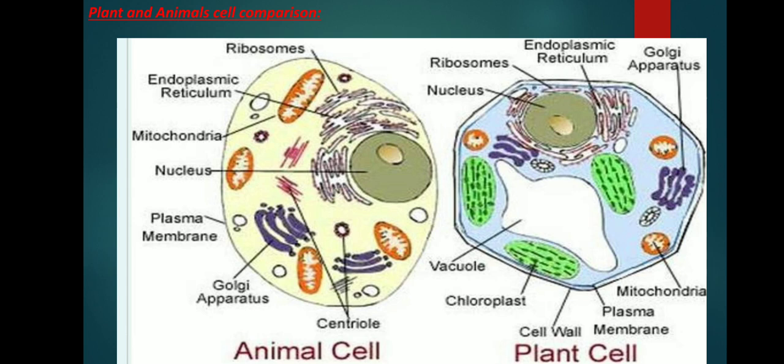The major differences between plant cell and animal cell. Cell shape. Plant cells are square or rectangular in shape. Animal cells are irregular or round in shape. Cell wall is present in plant cells, absent in animal cells. Plasma membrane is present in both plant cells and animal cells. Centrosome is present in animal cells, absent in plant cells.